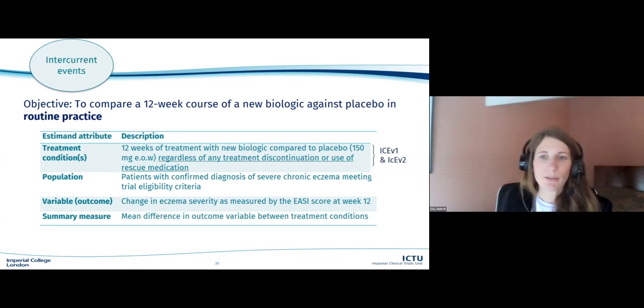Then we need to think about how to account for intercurrent events that are post-randomization events that affect the interpretation of the patient outcomes. And so ones that are not yet reflected in the treatment, population, or variable elements. Now, the intercurrent events to consider will depend on the specific therapeutic setting and trial objective. Now, you've already heard some examples being discussed this morning.